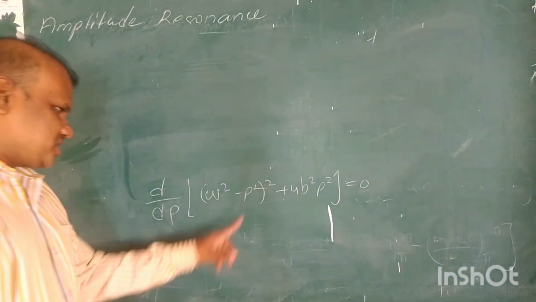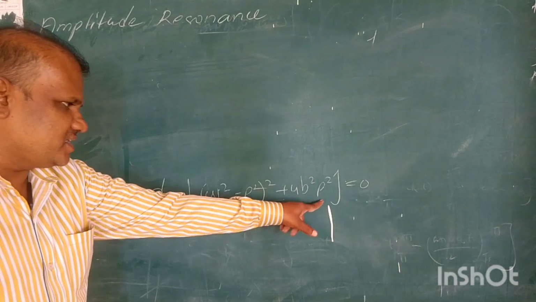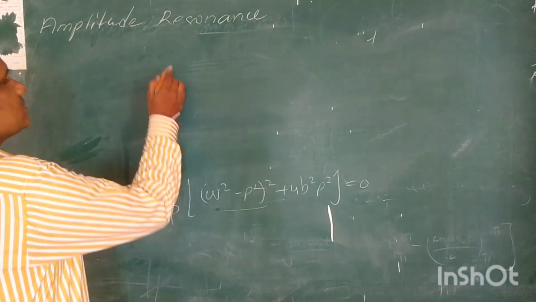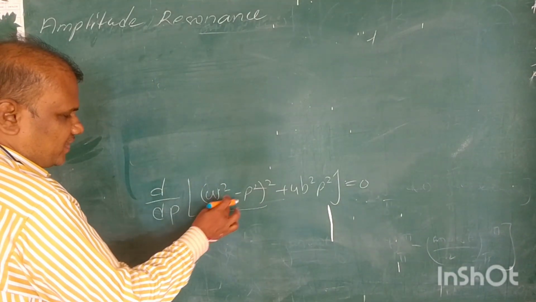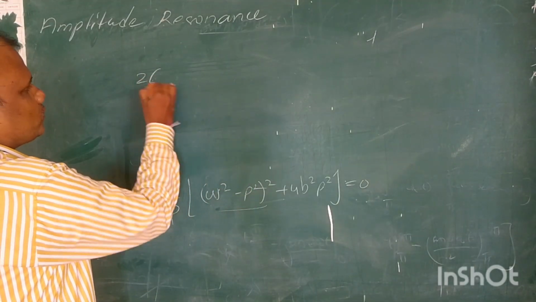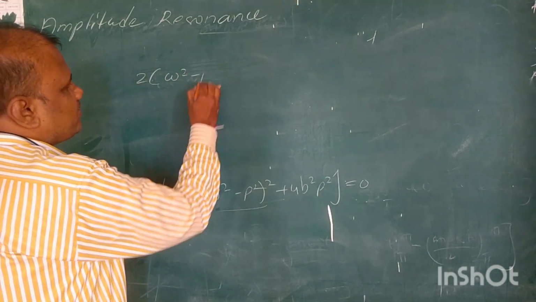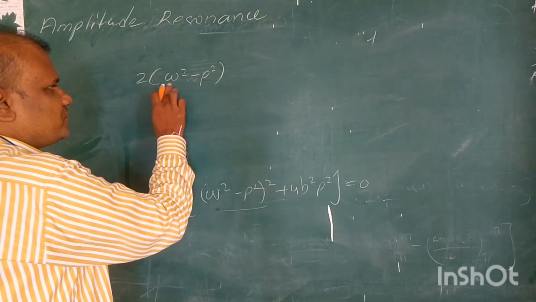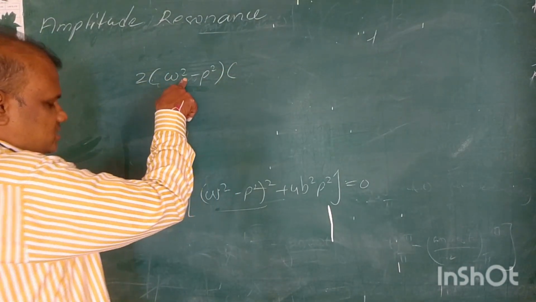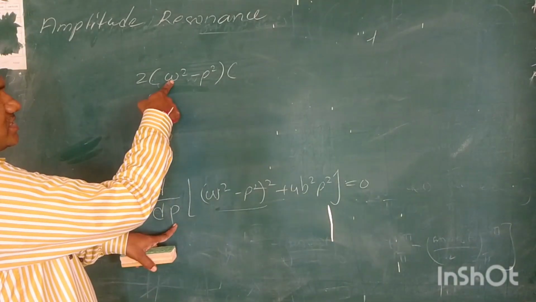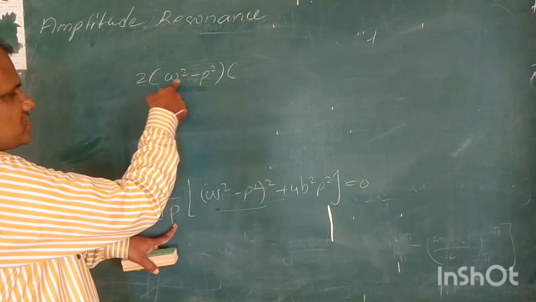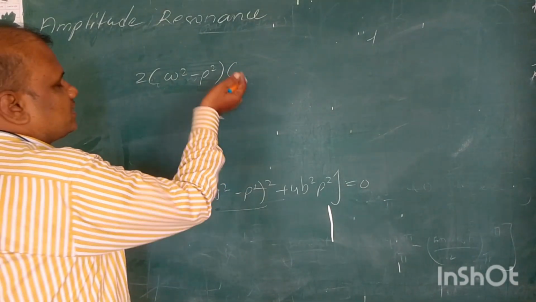The first term is a function of p, and the second term is also a function of p. So differentiating the first term, this is similar to x square. The differentiation of x square is 2x, therefore 2 into (omega square minus p square) into the differentiation of this inner term. The differentiation of omega square with respect to p is 0, because omega does not depend on p here.